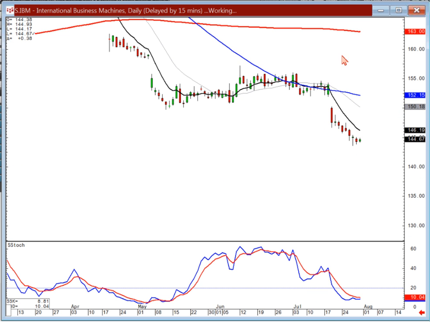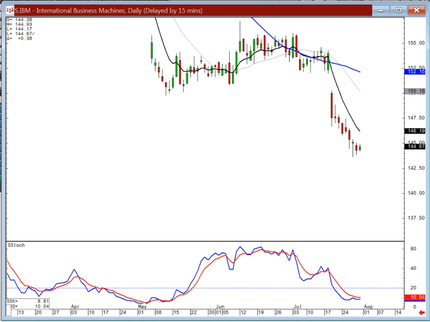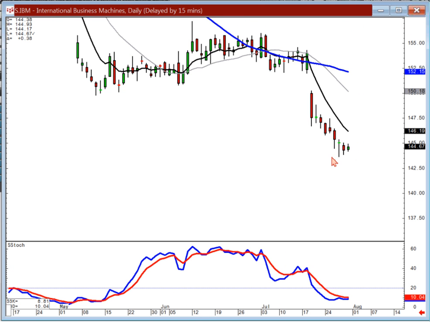IBM, we recommend going short on this one after the kicker signal. Right now, it's in the process. It did a little bullish harami today. If they open this one higher tomorrow in the oversold area after a bullish harami, all right, we take our profits. We close out the position.